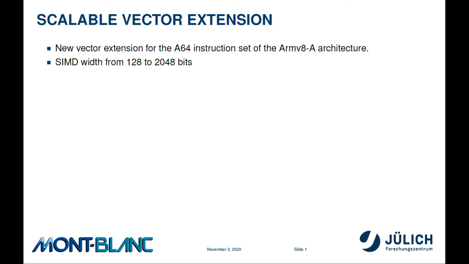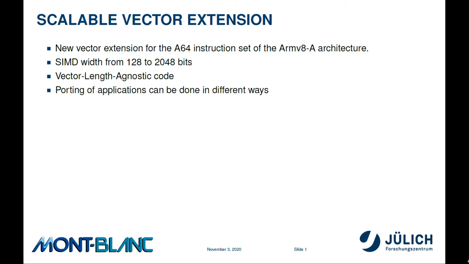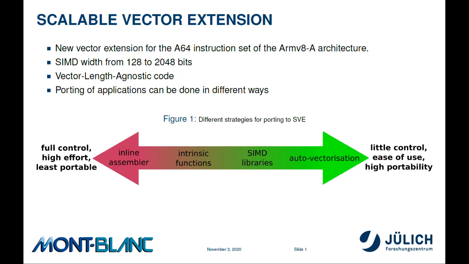Since the size of the SVE register is not predefined in the instruction set architecture, the same binary can run on CPUs with different SVE lengths. We call such code vector length agnostic code. When porting applications to the new SIMD architectures, there are many different strategies on how to do so. If the application kernels are very performance critical, the developer might use inline assembly or intrinsic functions. This gives very high control over the code, but also requires more effort.